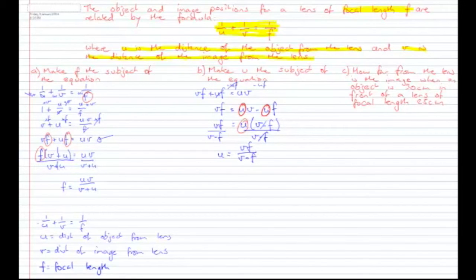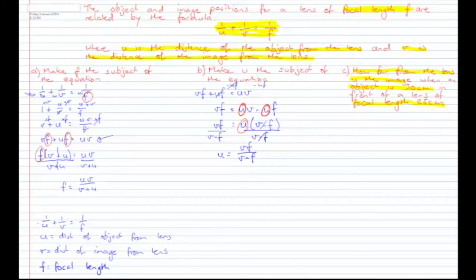so you end up getting u is equal to vf over v minus f. Alright, finally the last part of the question says, how far from the lens is the image when an object is 30 centimeters in front of a lens of focal length 25 centimeters? Okay, so we want to know how far from the lens is the image when an object in front of it is 30 centimeters in front, so object distance is 30 centimeters, and the focal length is 25 centimeters.